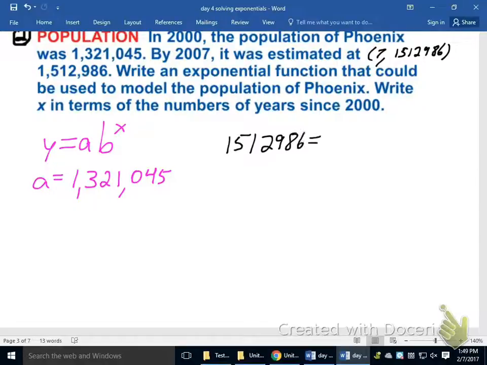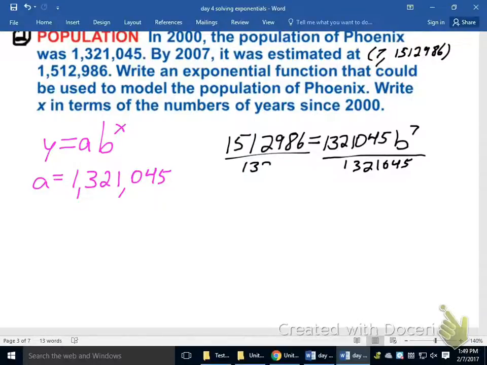1,512,986 equals, and I do know my A, it's coming from the year 2000, 1,321,045 times B to the x power. Now I actually know my x is from that coordinate 7, so B to the 7th power. That's actually going to set me up for figuring out what B is now. What I'm going to do is divide both sides by the A value that I had, the 1,321,045. And I'm definitely using a calculator here.